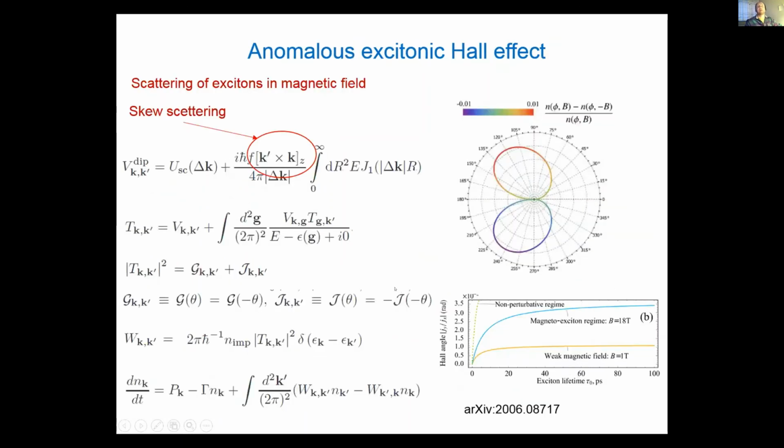What will be the effect of this effective magnetic field? If we do again all the math, and if we calculate the scattering matrix element, we will see the appearance of the skew scattering term, which will actually mean that scattering of the excitons on the impurities will become asymmetric. And we will have something similar to the appearance of the Hall current.